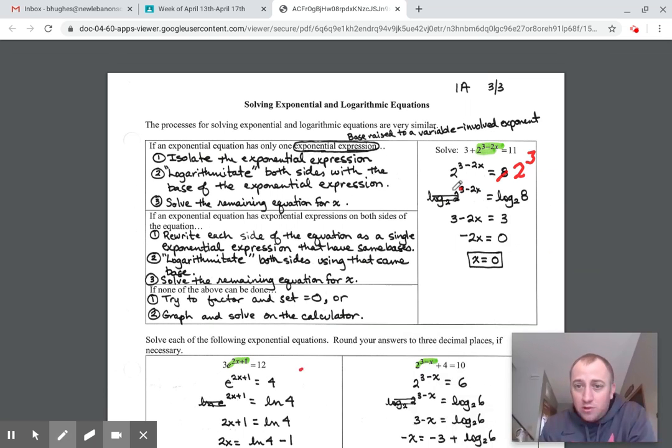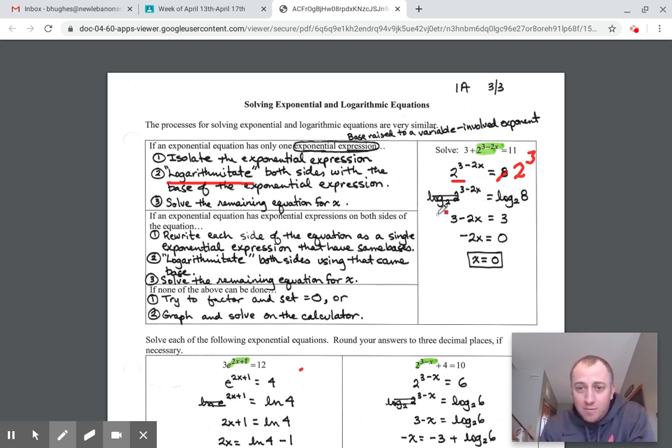So what we are going to do is, once you have your base with your exponent, your exponential expression isolated on that side, you are going to logarithmitate both sides of the equation. That is a new term for us there, logarithmitate. Basically, we are going to take the logarithm, with the base of my exponent, on both sides. And I'm going to use properties of logarithms to really get this 3 minus 2x out of the exponent and bring it down.